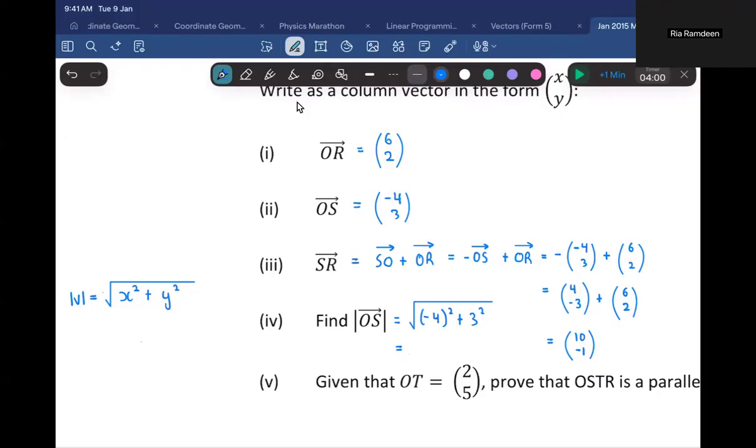What is 16 plus 9? 25. So we're going to end up with the square root of 25. What's the square root of 25? 5. Yep, the final answer is 5.